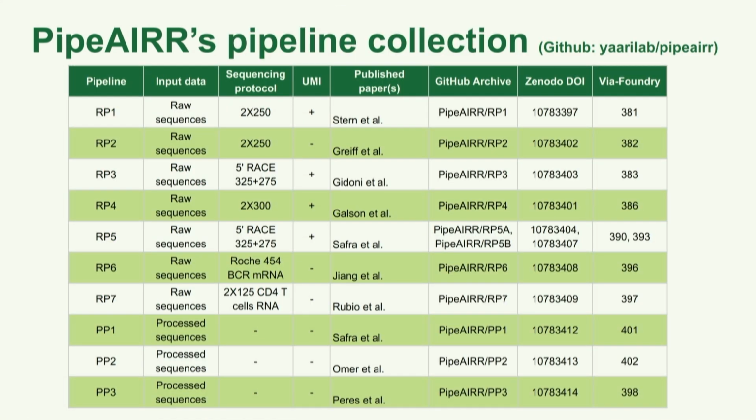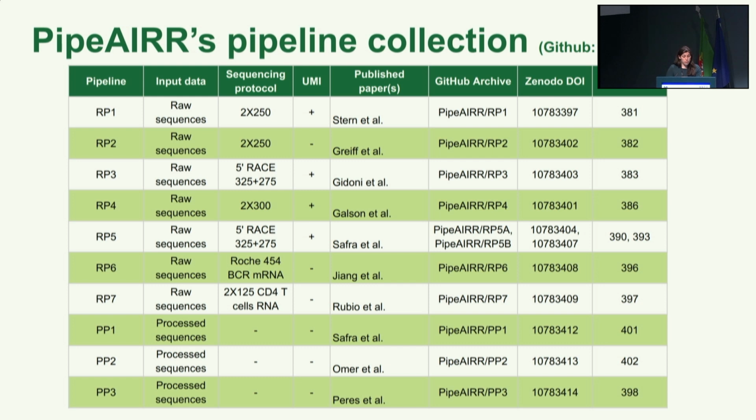In our work in PyPair, we developed a collection of 10 different pipelines: 7 pipelines for pre-processing from raw reads until FASTA files, and from FASTA files toward annotation, including genotype and haplotype processes. All of these pipelines were tested to be reproducible and recreate exactly the results that were obtained in the papers. They were all archived in Zenodo, also in Via Foundry. They're also accessible in Nextflow.